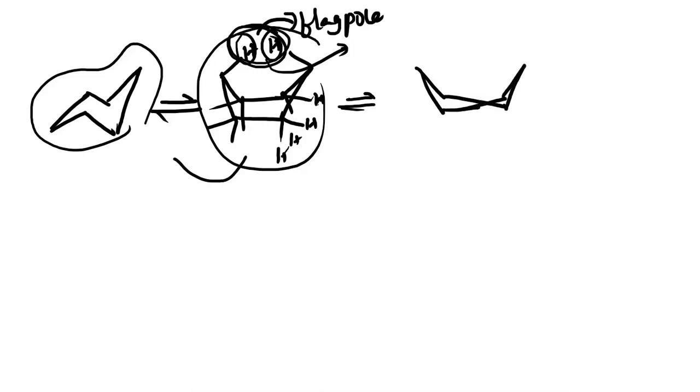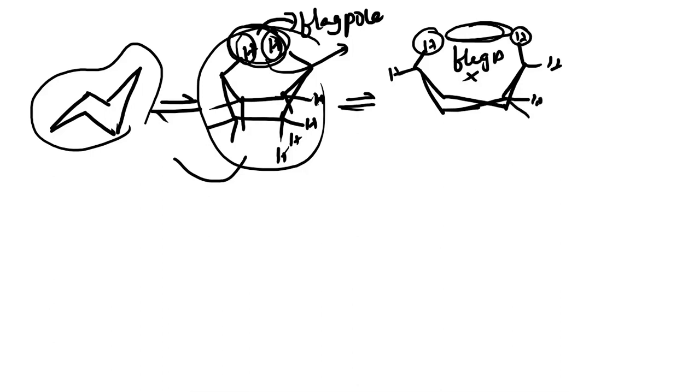So this is twist boat. In twist boat, the flagpole interactions are decreased or minimized, because by just twisting the boat, these two hydrogens are moved away from each other. That's why in twisted boat, flagpole interactions are minimized, and also you can see the eclipses are decreased. Okay, some partial eclipses can be seen.